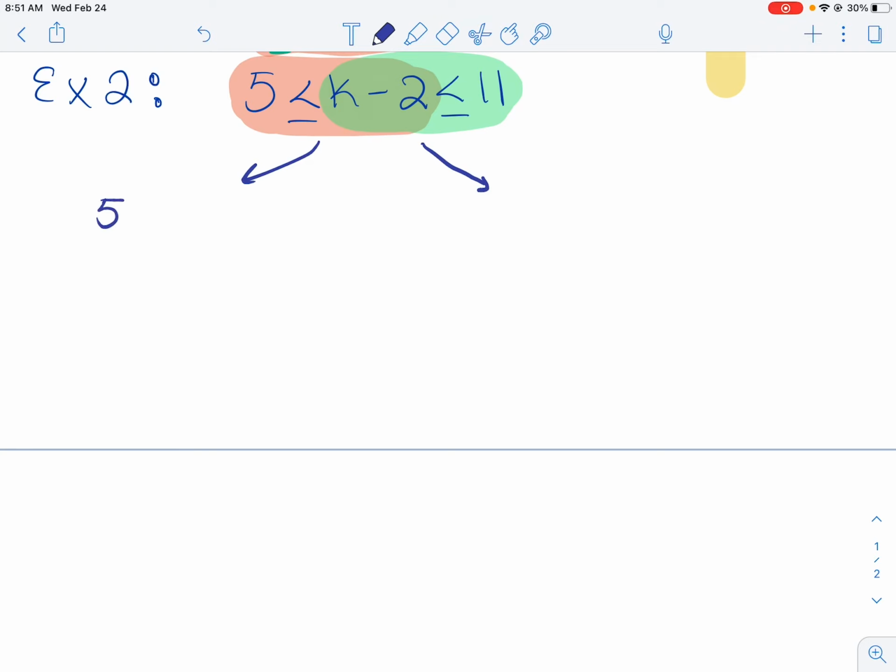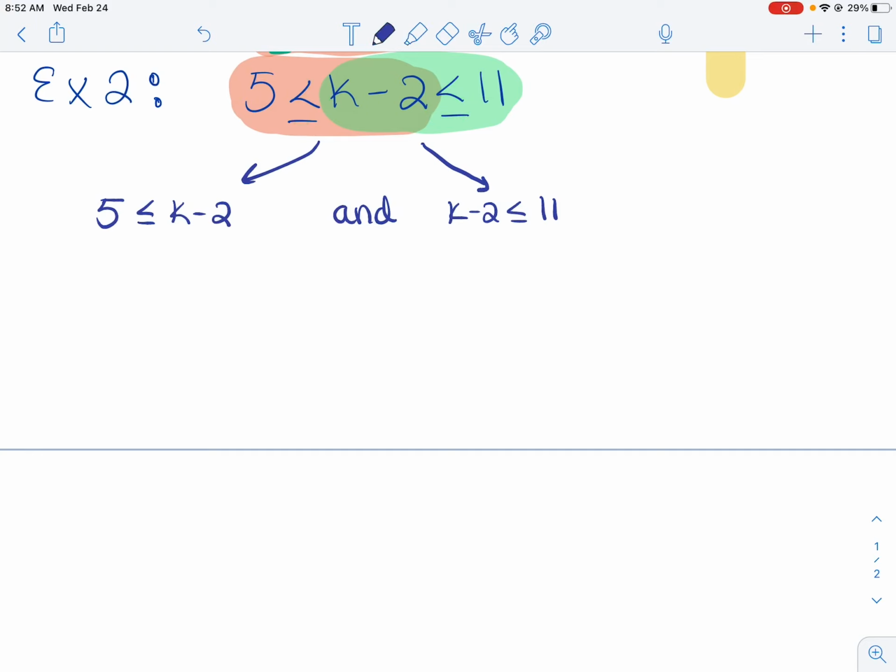So we would say 5 is less than or equal to k minus 2. Because it's all sandwiched together, I know it's an and. So and k minus 2 is less than or equal to 11. All right. When it's an and inequality, your two inequality symbols should always be facing the same direction. So that's a little hint there.